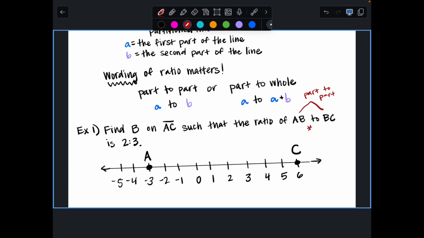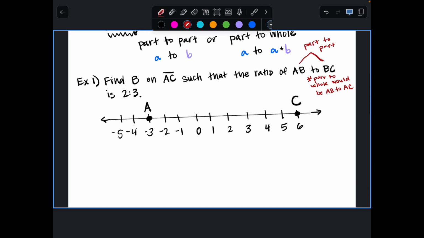If the ratio was part to whole, that would be AB to AC. So it's giving us that 2 to 3 is part to part. So wherever B is, it divides that line segment into a ratio of 2 on one side and 3 on the other side.